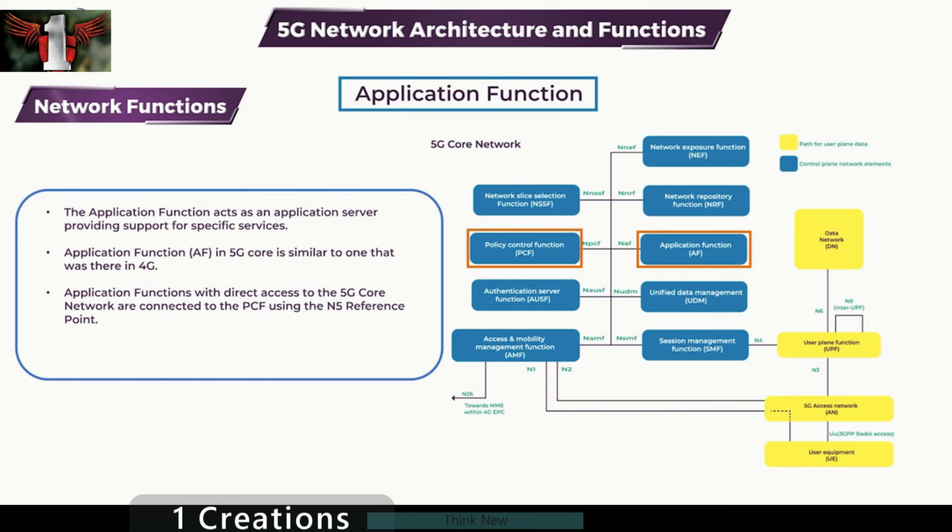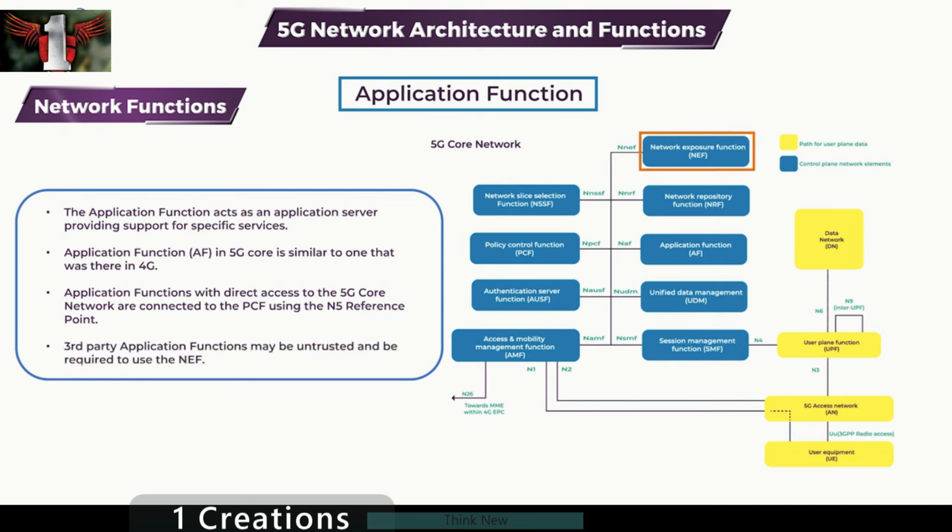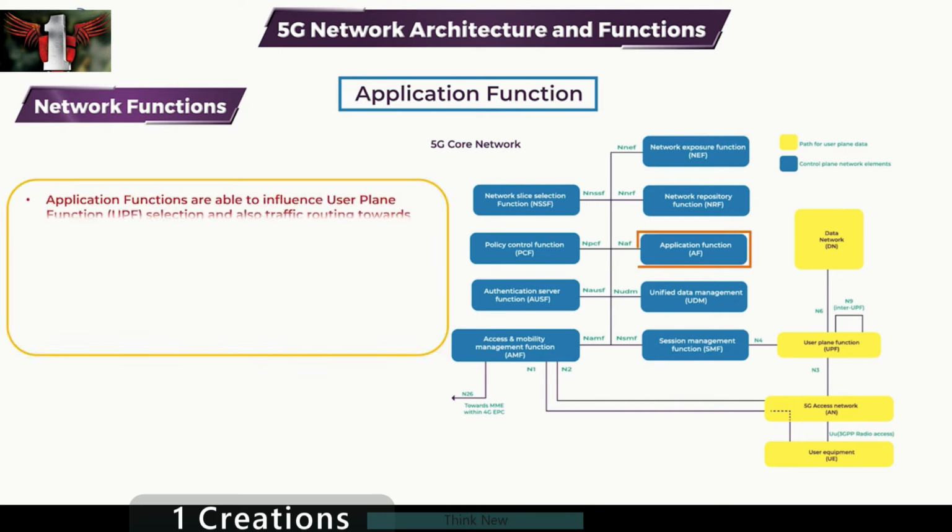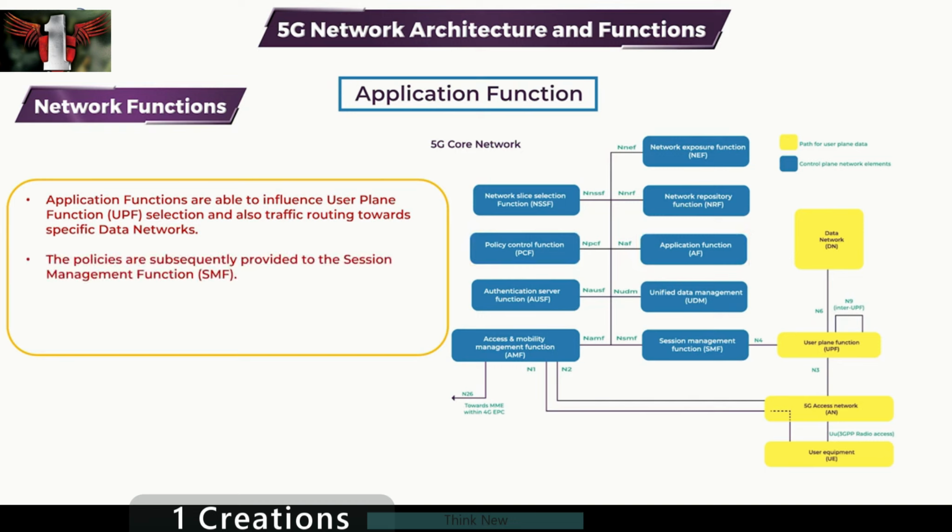If an application function does not have direct access to the 5G core network, then it can use the network exposure function to provide connectivity. Third-party application functions may be untrusted and be required to use the NEF. Application functions are able to influence user plane function selection and also traffic routing towards specific data networks. Application functions send requests to the PCF. The PCF can translate those requests into policies for specific PDU sessions. The policies are subsequently provided to the session management function.